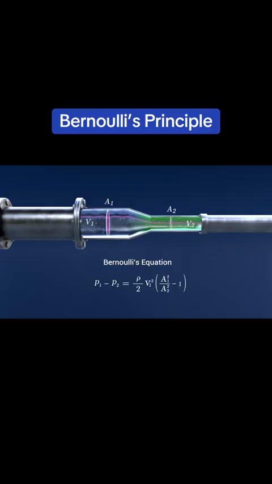The conservation of mass principle is denoted by the following equation, where the m with the dot above denotes the mass flow rate. This can be converted to show the mass flow rate of the fluid as the product of its density multiplied by the cross-sectional area multiplied by the velocity of the fluid. ρ1 A1 V1 equals ρ2 A2 V2.